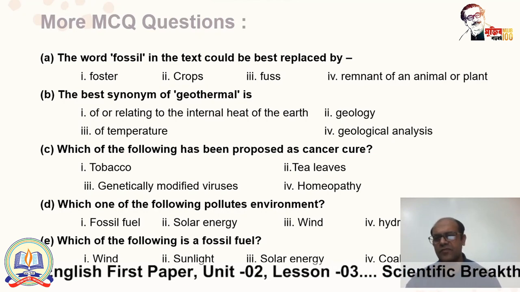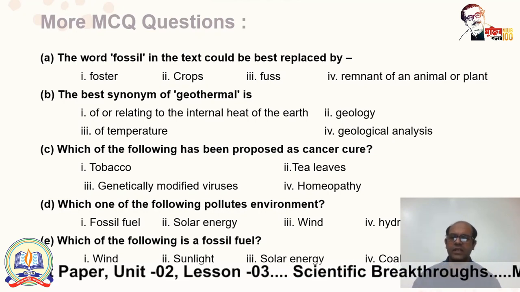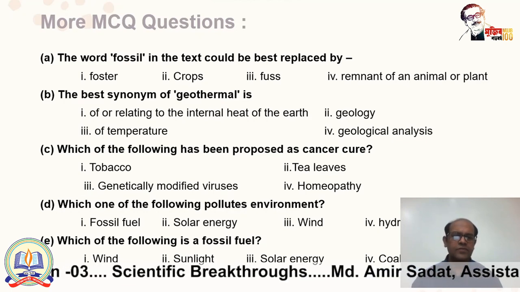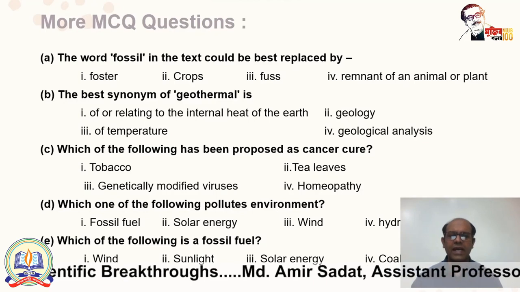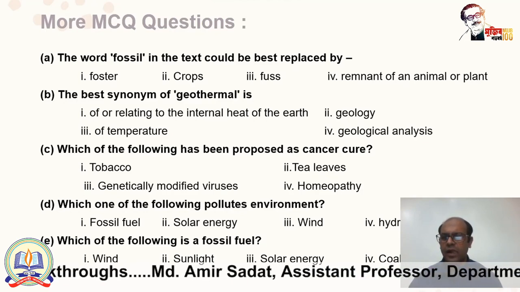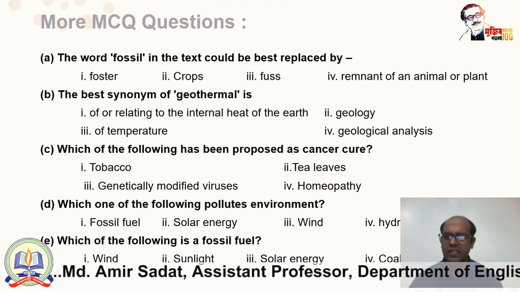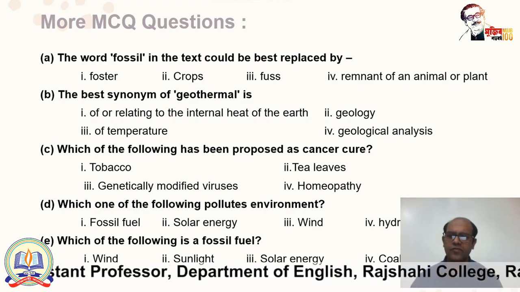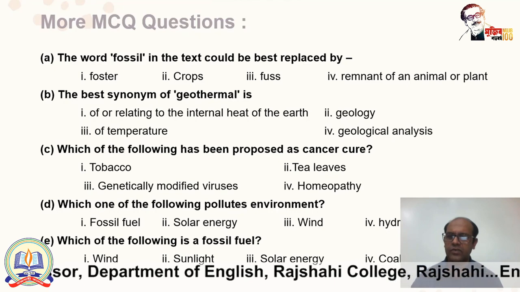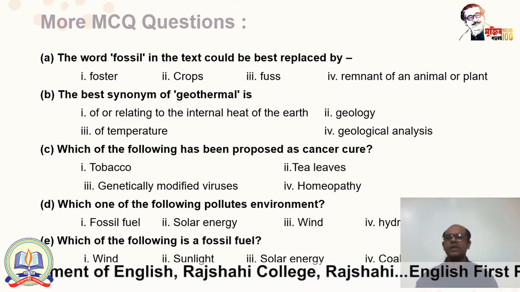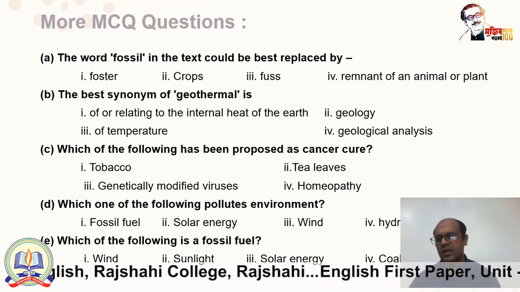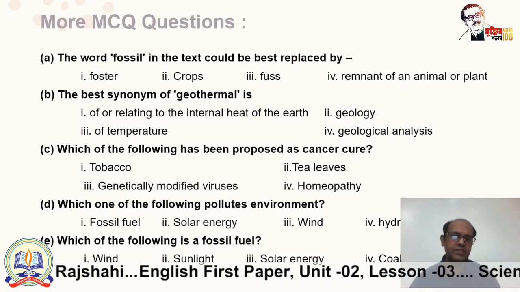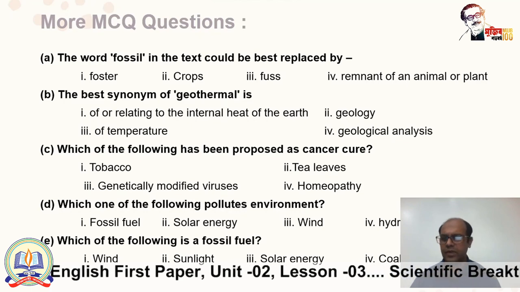And which one of the following pollutes environment? Option 1, fossil fuel, option 2, solar energy, option 3, wind, option 4, hydropower. Here the correct answer is fossil fuel. Fossil fuel, one of the following pollutes environment. So the answer is fossil fuel. Fossil fuel creates a lot of carbon dioxide which pollutes environment.